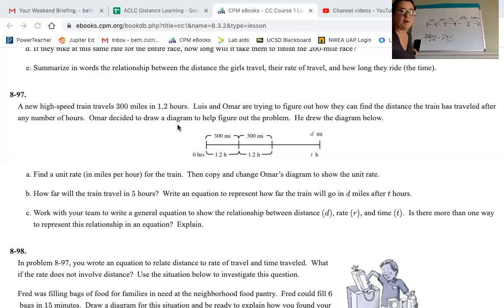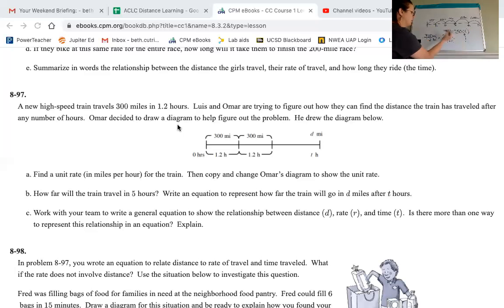Now write an equation to represent how far the train will go, d miles after t hours. So our equation is going to look like distance equals 250 miles times time. And it has to be in hours, it can't be in seconds or minutes or anything.